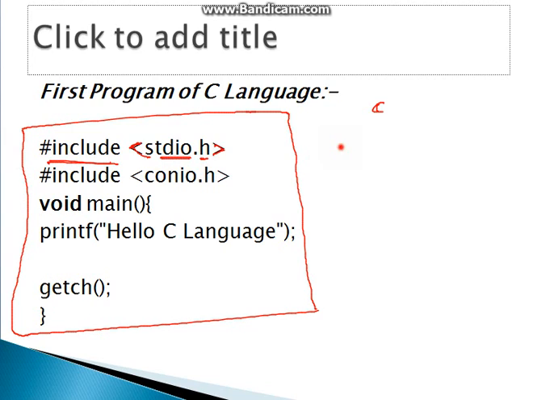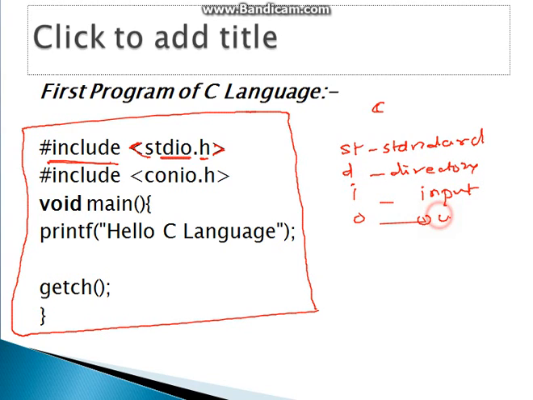stdio.h. ST stands for standard, D stands for directory of I and O. I for input and O for output. So it is nothing but the standard directory for input and output. So now hash include means it is calling this header directory. The header directory will contain all the functions written in it, so that it is able to execute the main function which is here.